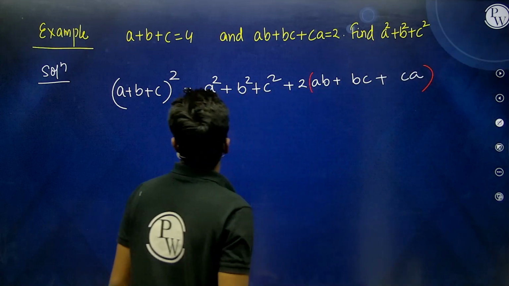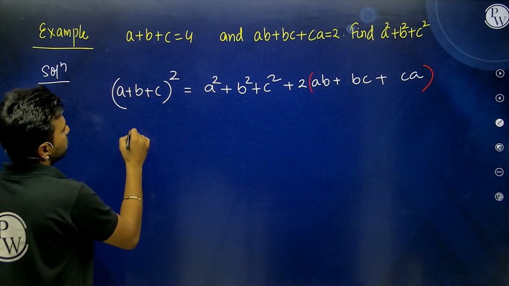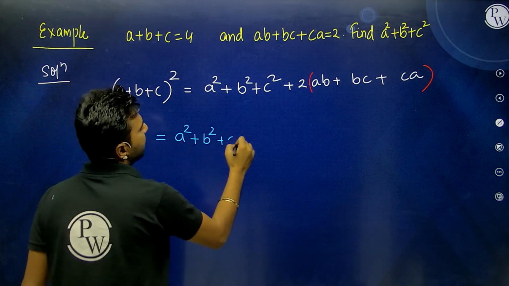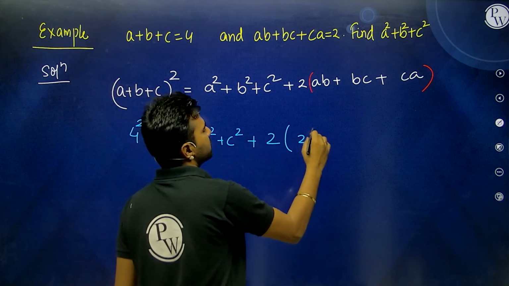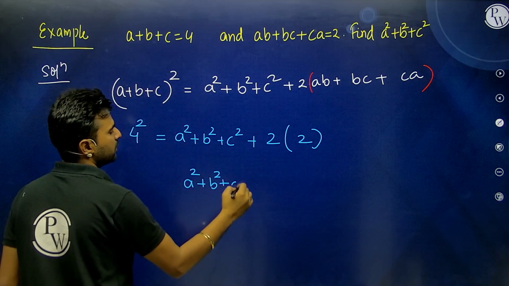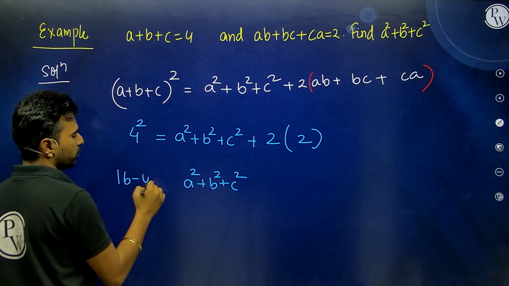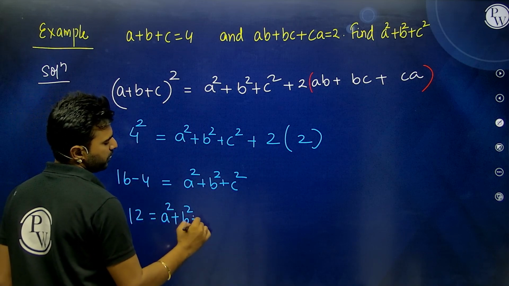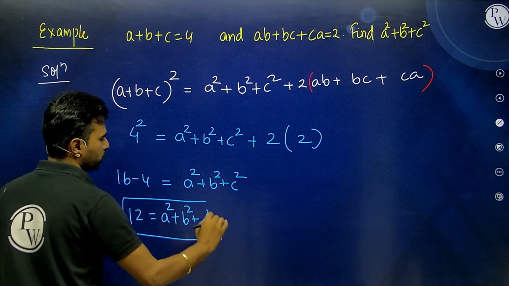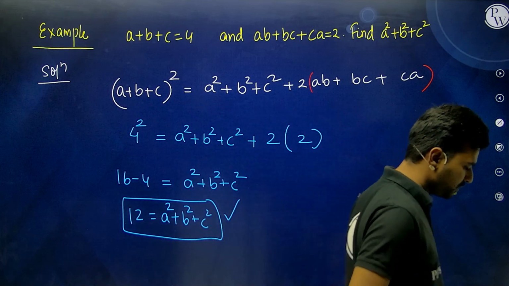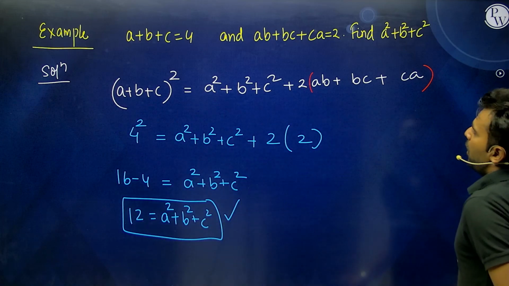So let me put the values over here. This will become 4 square. This is what we need to find out, and then 2 times 2 we can simply put. So a square plus b square plus c square becomes 16 minus 4, that is equal to 12. So what is the value of a square plus b square plus c square? That is nothing but equal to 12. I hope you guys are clear with this. Anyone having any sort of confusion in this? No? Alright, moving ahead.